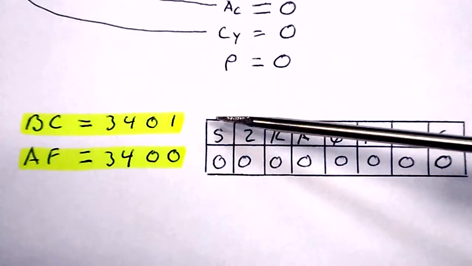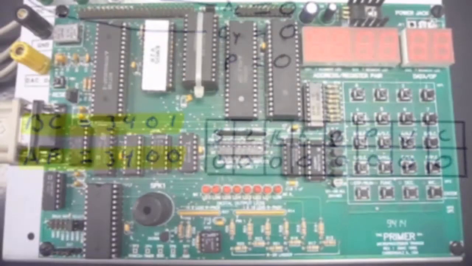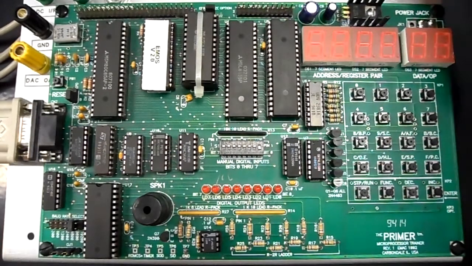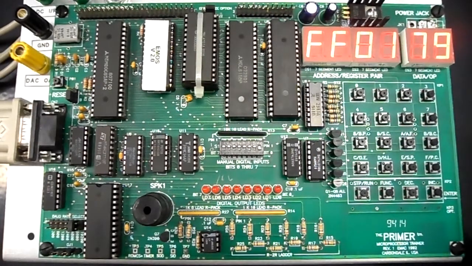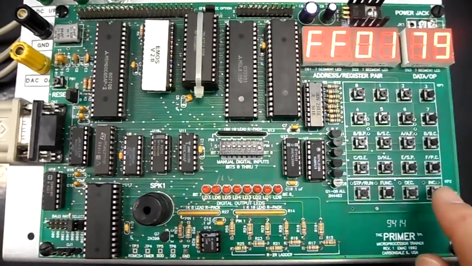I always like to draw out my flag register bits, and you can see that they're all going to be 0. Okay, so the first thing we need to do is turn on our primer trainer, and there will be some old code in there, probably from the last lesson. So we're going to start by entering our new code. So FF01 is supposed to be 79, and it is 79, so I'm just going to press enter.